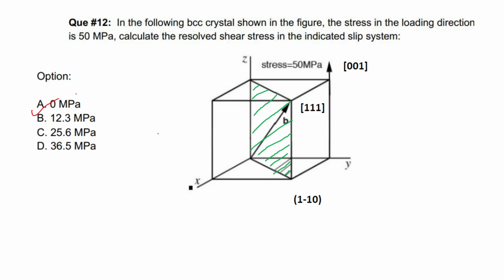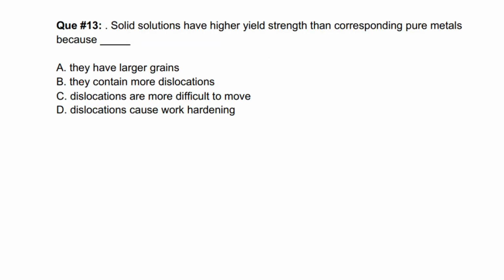Then what about the solid solution? Solid solutions have a higher yield strength than the corresponding pure metal because they have larger grains. They contain more dislocations. Dislocations are more difficult to move. Dislocation causes work hardening. C. Yeah.